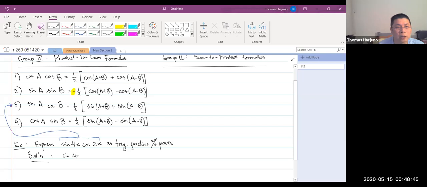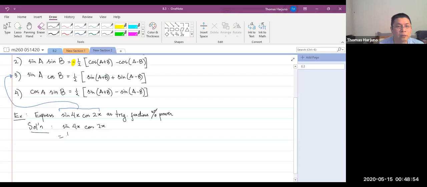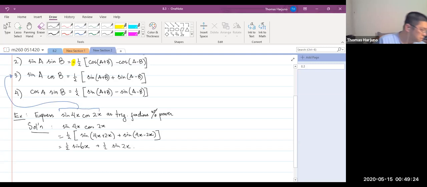Sine 4x cosine 2x equals 1/2 times sine of the sum plus sine of the difference. So then you will get 1/2 sine 6x plus 1/2 sine 2x. Okay.